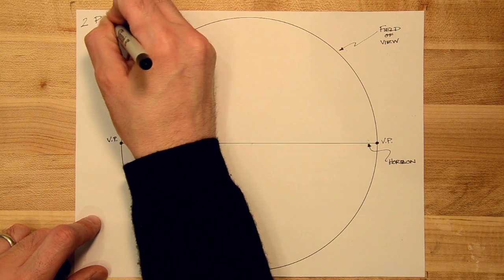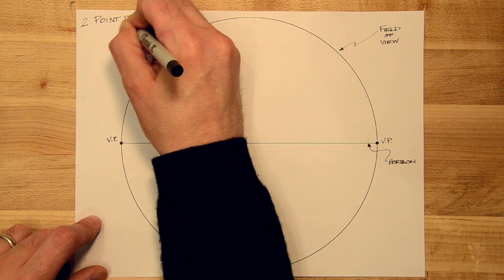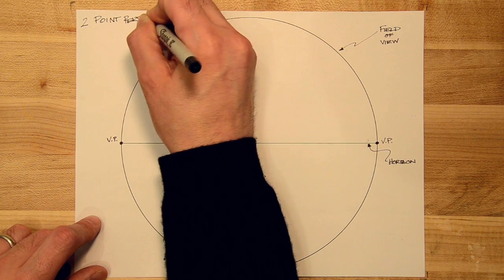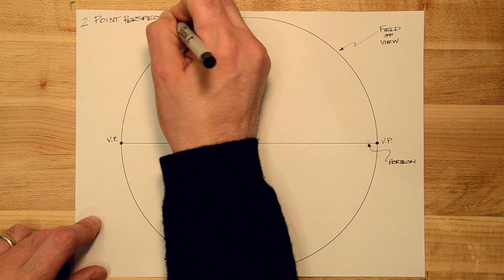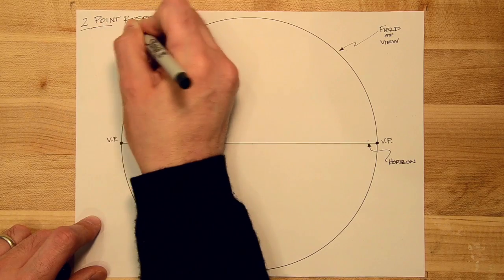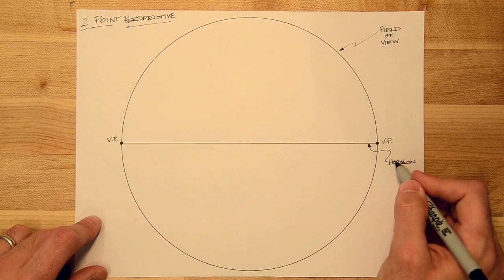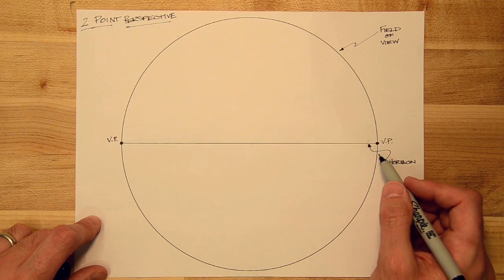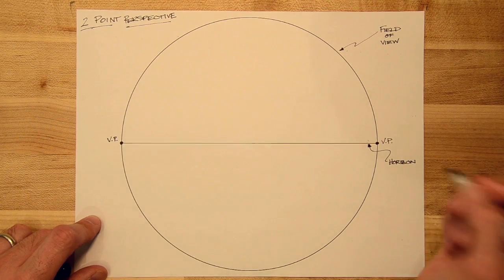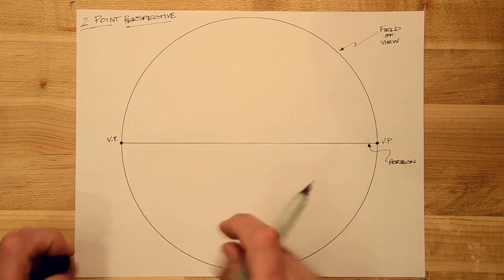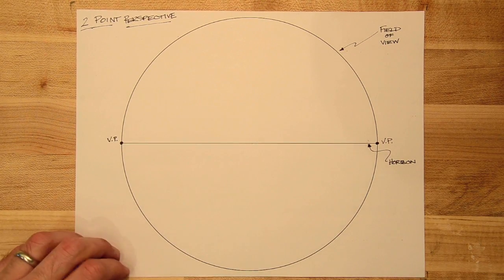We're going to have a horizon that's similar to what we had in one-point perspective, but now on the horizon, instead of having a central vanishing point in the middle, we're going to have two vanishing points, one at each end of the horizon. Two-point perspective is really, I think, the perspective that most people find easiest to draw in.